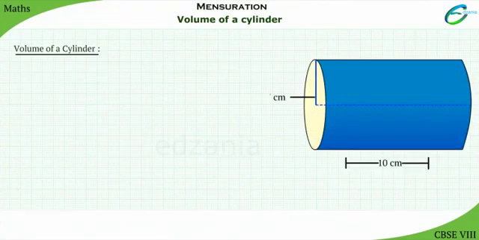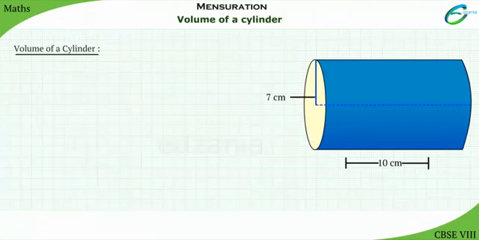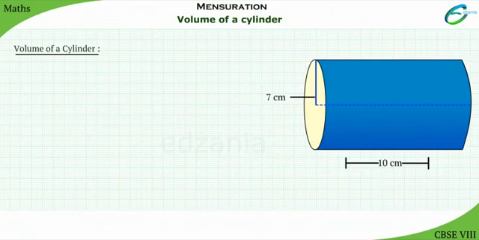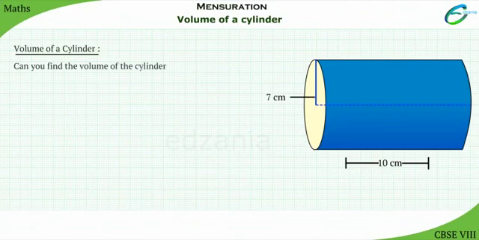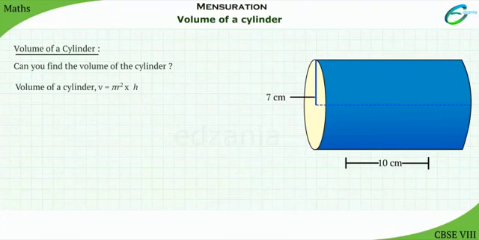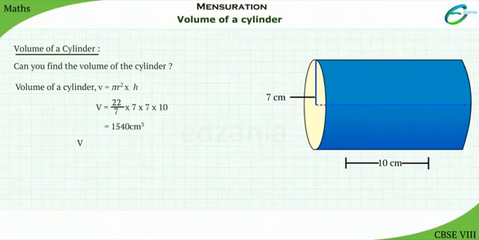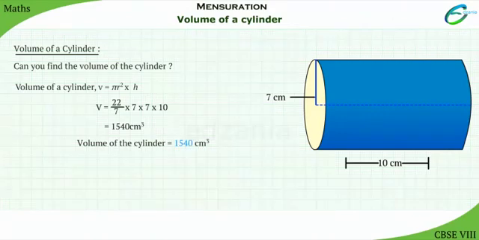We have a cylinder with radius of the base as 7 centimeters and height of the cylinder as 10 centimeters. Can you find the volume of this cylinder? By using the volume of a cylinder formula, V is equal to pi into r square h, and substituting the values of r and h, we get the volume of the cylinder as 1,540 cubic centimeters.